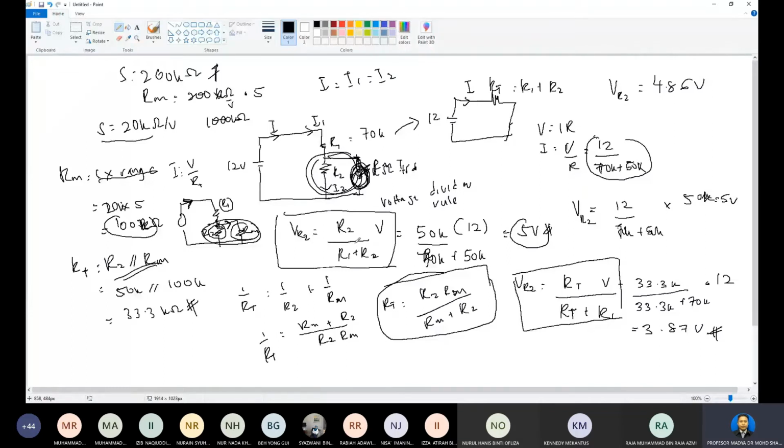But you can use it straightforwardly with the voltage divider rule. This is the voltage divider rule. You can use this formula directly, because the voltage here and the voltage here are the same because of the parallel. You calculate the voltage here, and automatically we know this voltage because of the parallel, the voltage will be the same.